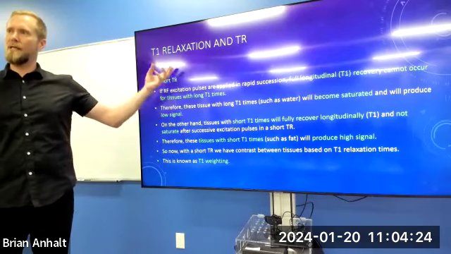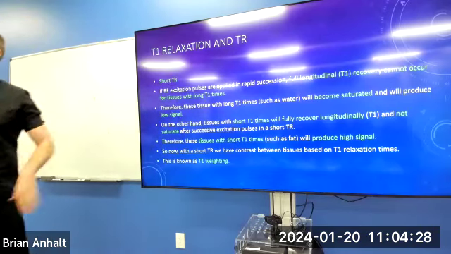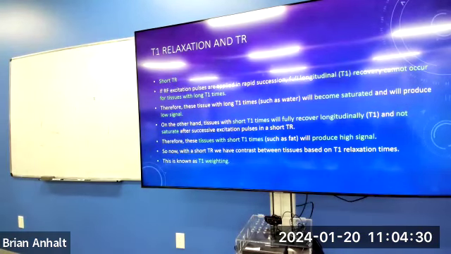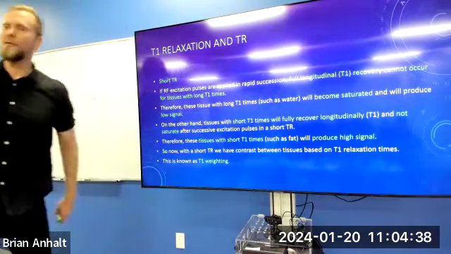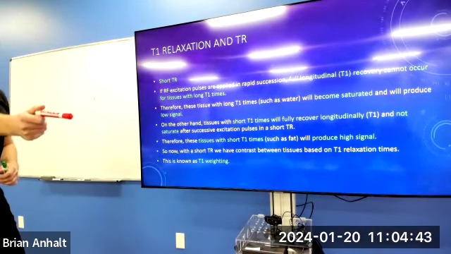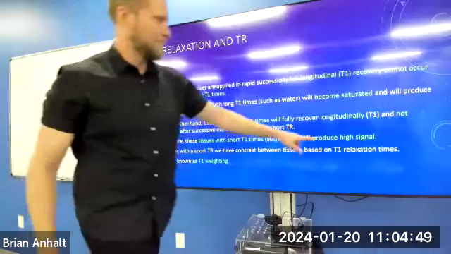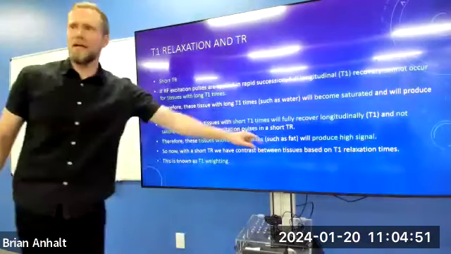So with a short TR, tissues with a long T1 time will not produce a lot of signal because they don't recover longitudinally quick enough to flip anything back into the transverse plane. However, tissues with a short T1 time, tissues that recover back quickly, will have a lot of longitudinal magnetization to flip back into the transverse plane and produce what? High signal, right?